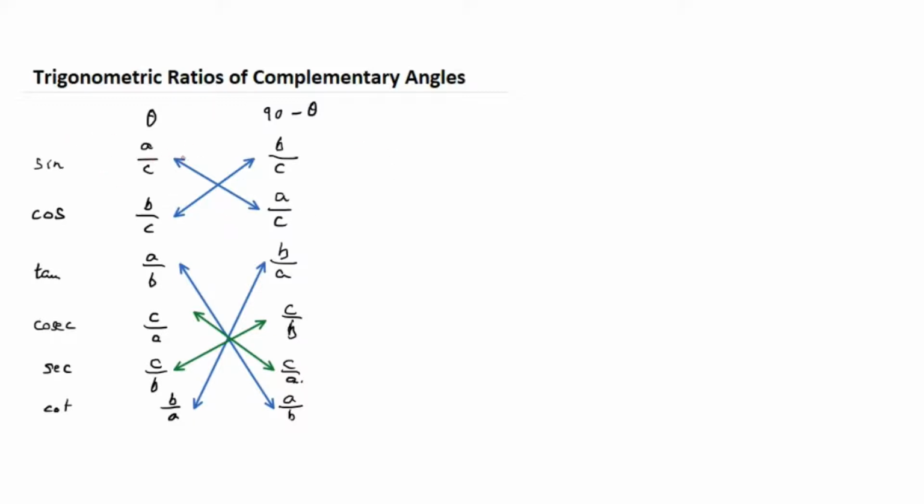So if you look at these two, we can say that sine of theta is equal to, or is the same as, cos of 90 minus theta. The other relationships that we can find out is that cos of theta is the same as sine of 90 minus theta.